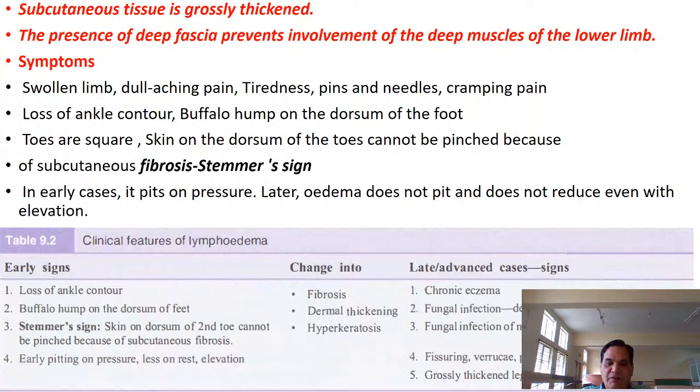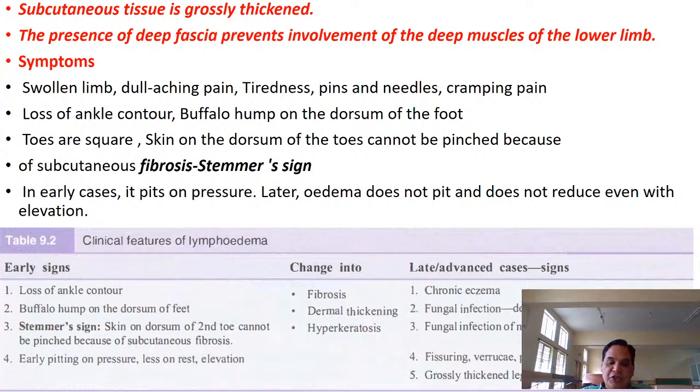One may ask you in examination. Early cases pit, later on they don't pit on pressure. So what are the clinical features of lymphedema? This chart is good. Go through it. Early signs, then changing into late signs. Loss of ankle contour leads to fibrosis. That leads to chronic eczema. Buffalo hump on the dorsum of the feet, dermal thickening leading to fungal infection. Stemmer's sign, skin on the dorsum of the second toe cannot be pinched because of subcutaneous fibrosis. It leads to hyperkeratosis, fungal infection. Early pitting on pressure, less on rest and elevation.